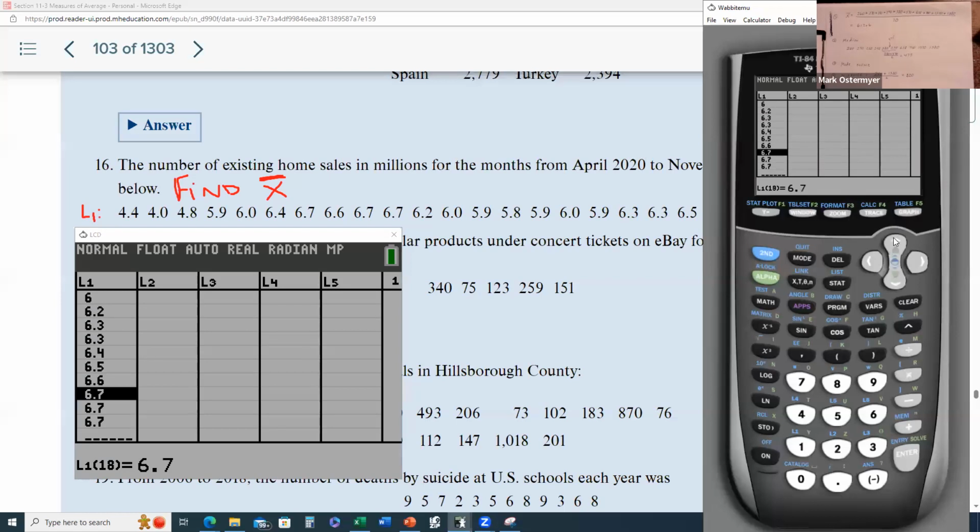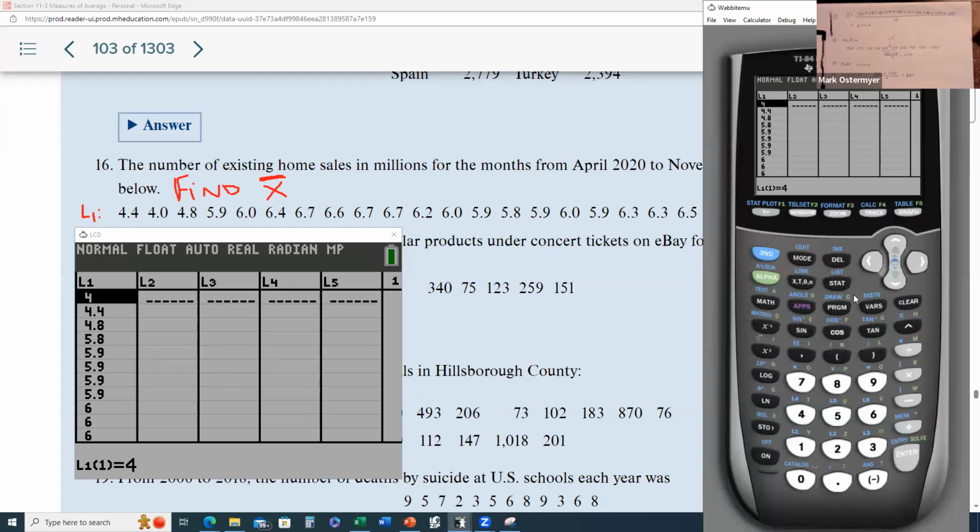By the way, what would be the mode? 6.7 occurs 3 times. Six occurs 3 times, right? Ooh, 5.9 occurs 4 times. Looks like the mode would be 5.9. Do you agree? Yeah, 5.9 would be the mode.